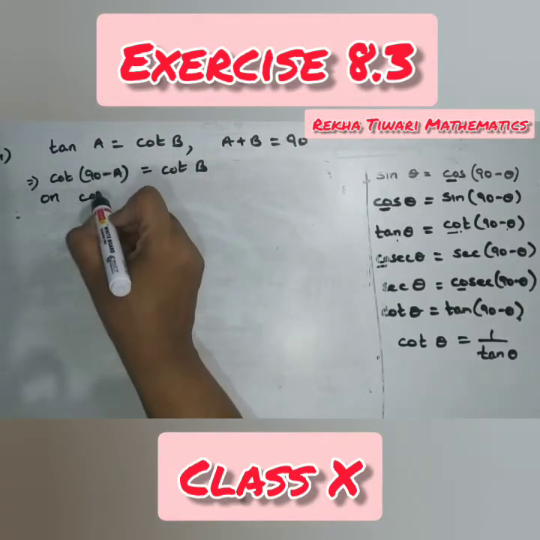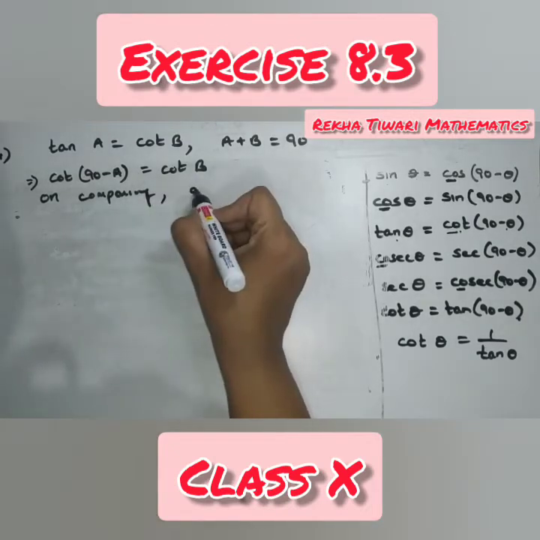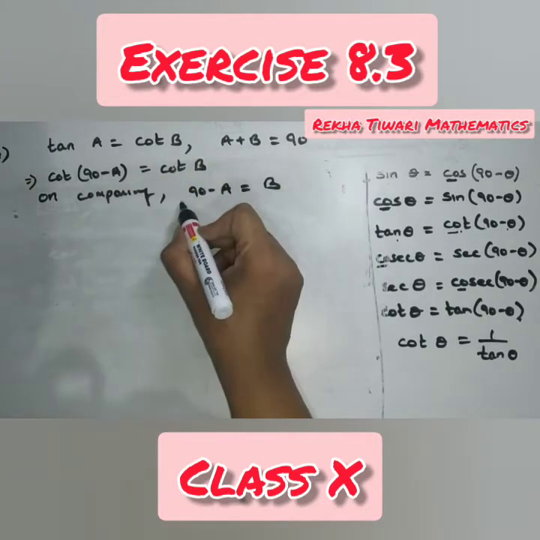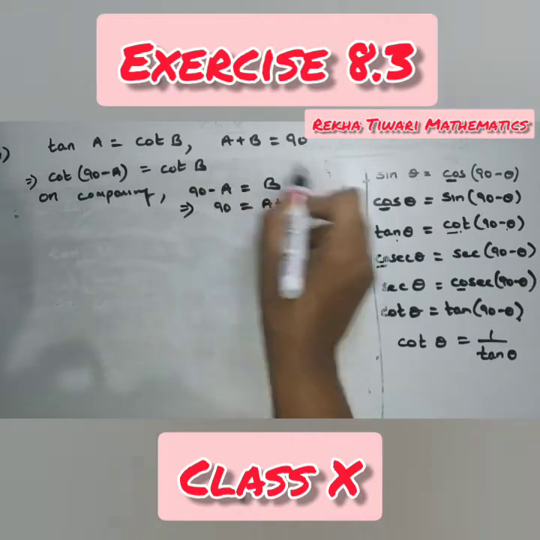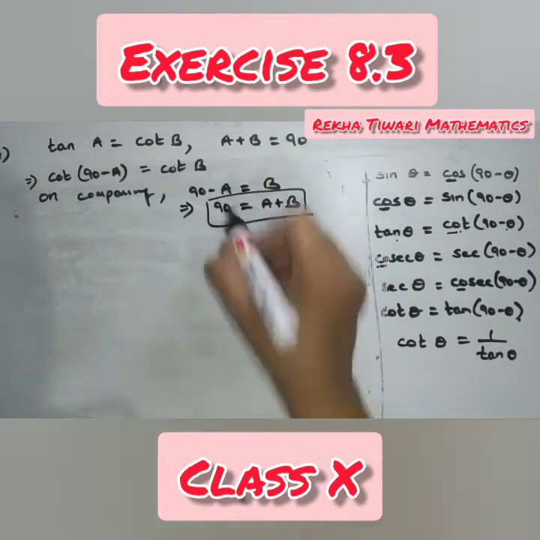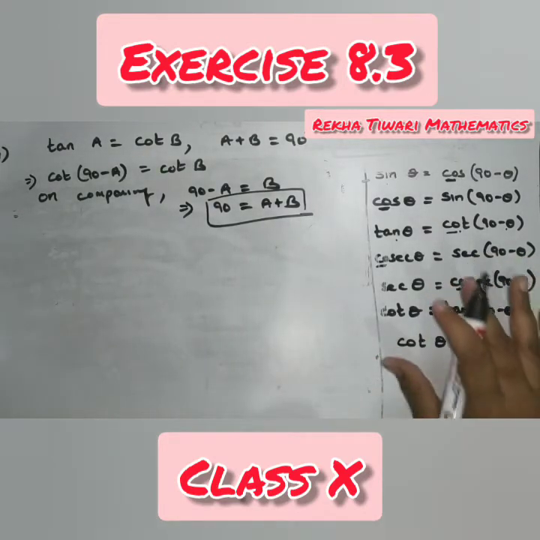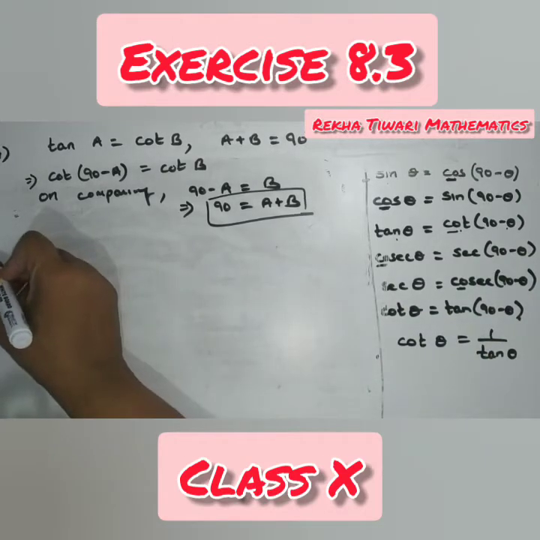Now you can compare the angles because both the ratios are equal. So on comparing, 90 minus A is equal to B, on comparing the angles, this implies 90 is equal to A plus B. Shift A that side. Proved. This is what you have to prove. So the important part is you have to learn the complements. Okay, this is the most important part. Come to the fifth one.